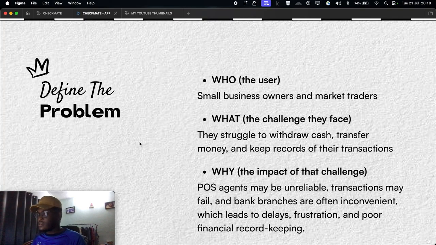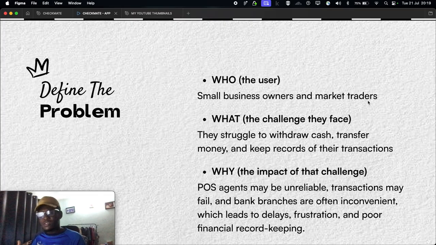And how to do that is by asking three questions: who, what, and why. The who answers who is the user. From our brief, we're able to say that the users are small business owners and market traders. That's the first thing you have to get: who is the user. We have gotten our users.